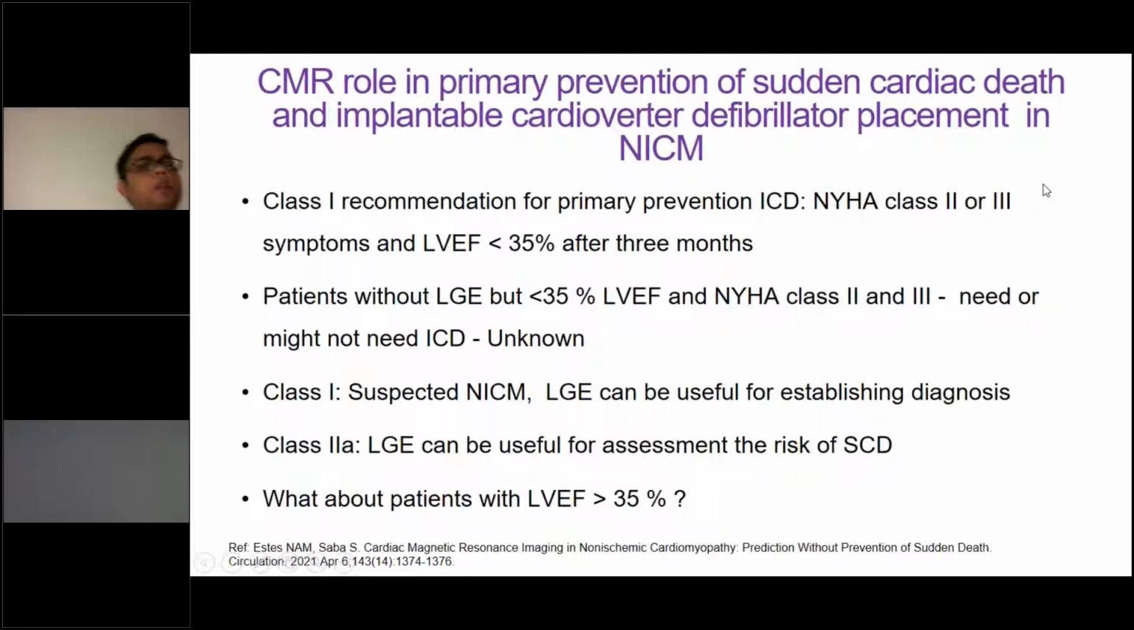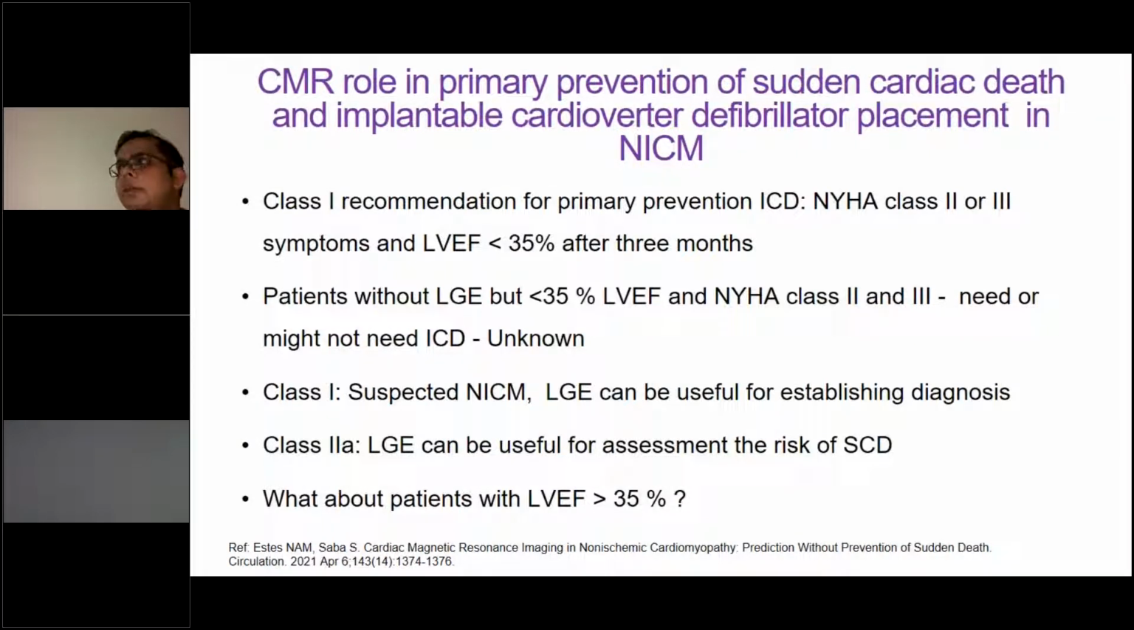So let's see what is the role of cardiac MRI in primary prevention of sudden cardiac death and implantable cardioverter defibrillator placement in non-ischemic cardiomyopathy. So the current class 1 recommendation for primary prevention ICD placement is that it can only be placed if the patient has NYHA class 2 and class 3 symptoms and LV ejection fraction of less than 35% after 3 months of guideline-directed therapy.